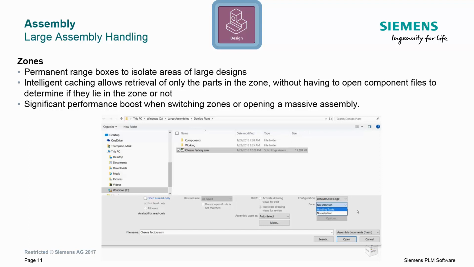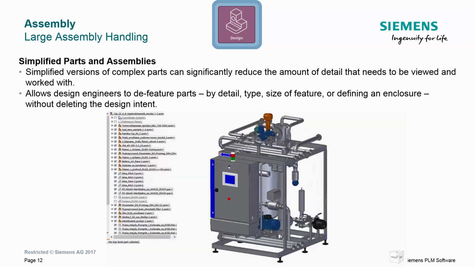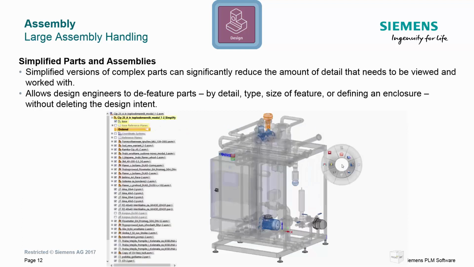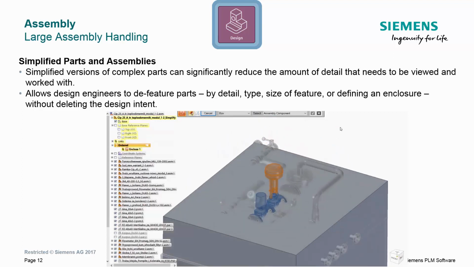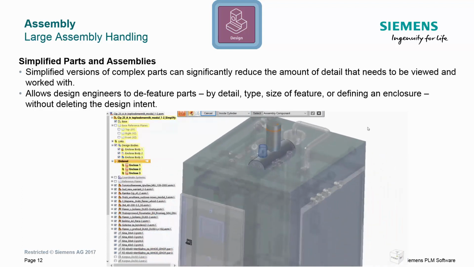Even if you're using zones, there still could be a large amount of data needing to be accessed at a single time. Another great productivity enhancer for large assemblies is to use simplified versions of complex parts. Using a simplified part significantly reduces the amount of detail needing to be loaded and shown. This improves display performance while still giving engineers a way to completely visualize the design.